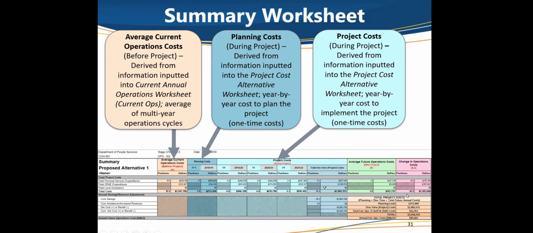And then it also shows a change in operations. So in this case, if this was your project, it shows your average current operations, the project cost, and the average future operations. It takes the average future compared to the average current operations, and this is what the difference is. So it's showing that there's a cost savings for your project.